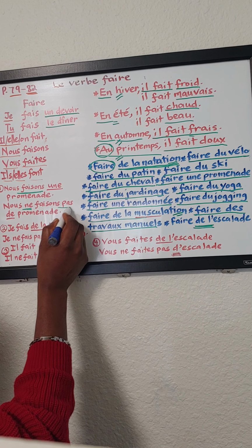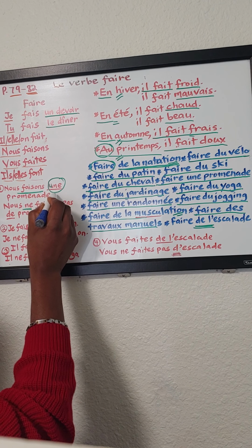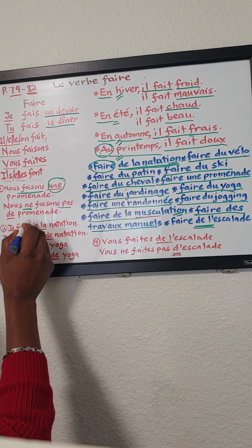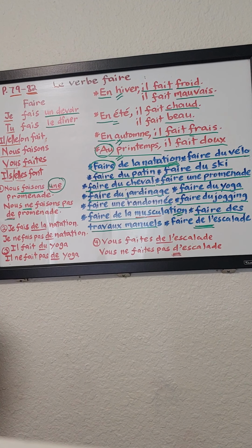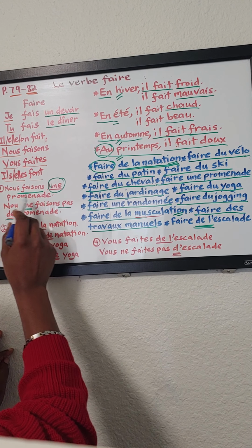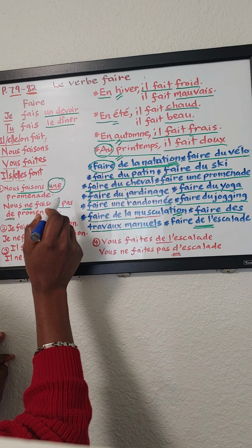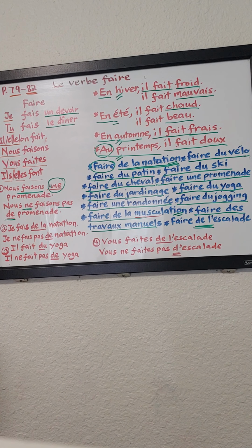And then remember in a negation, the une will change to de, except with the verb être. So you do the same thing here. So nous ne faisons pas de promenade. We are not going for any walk. We are not doing any walking.